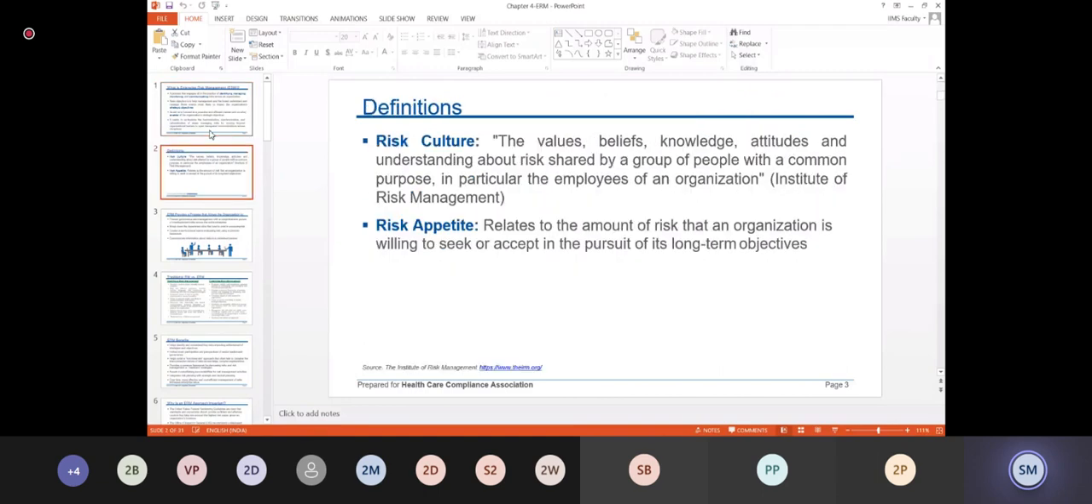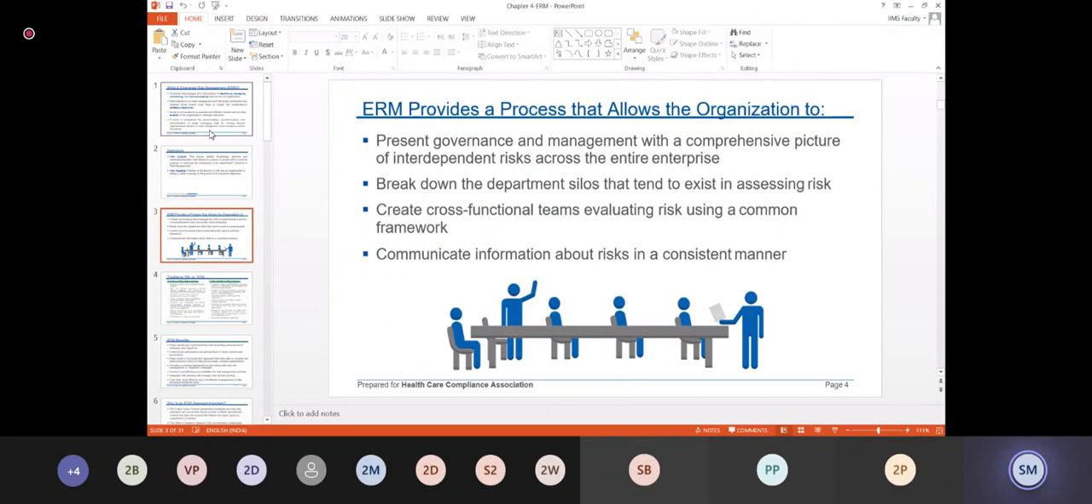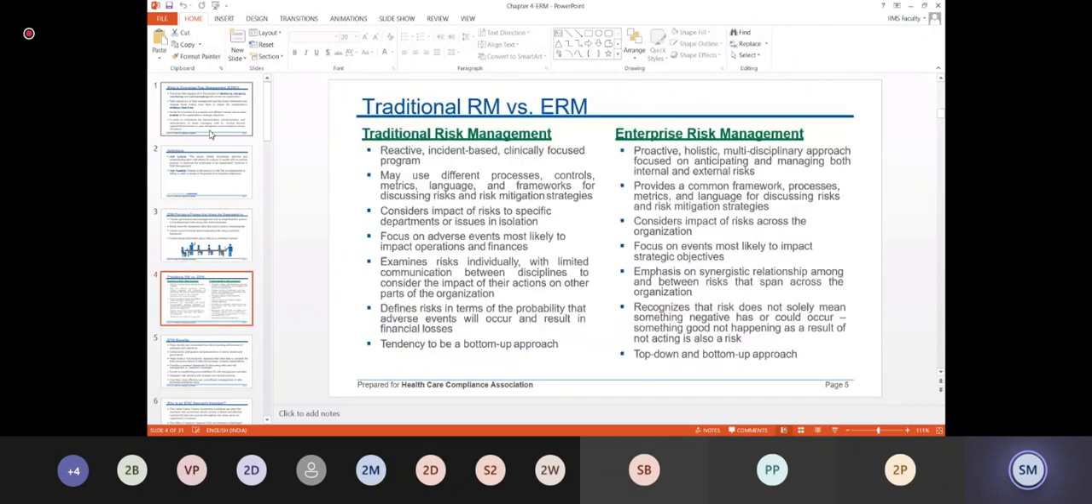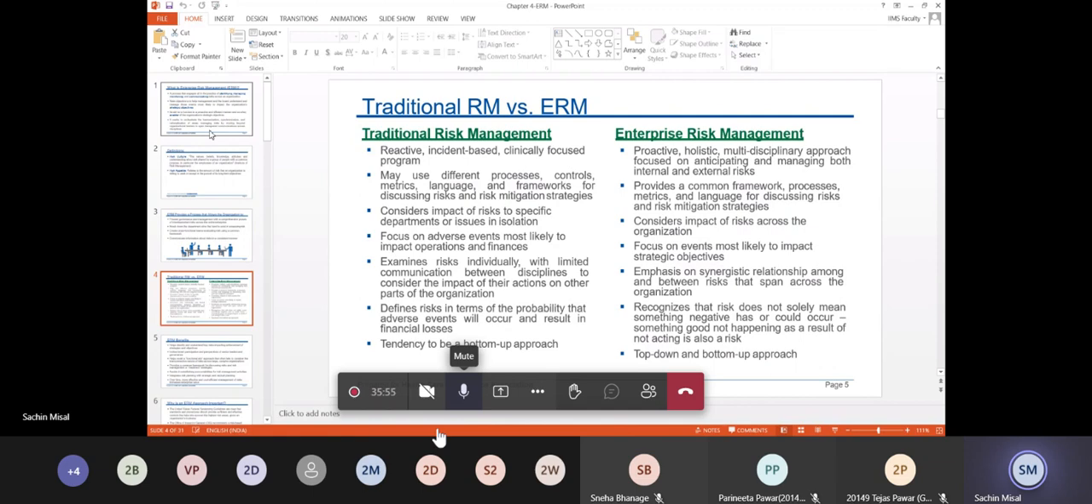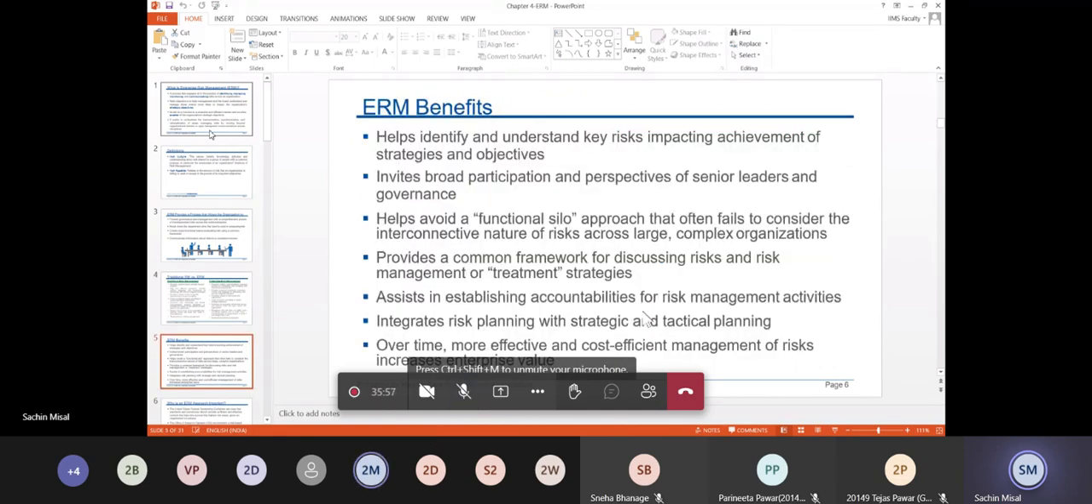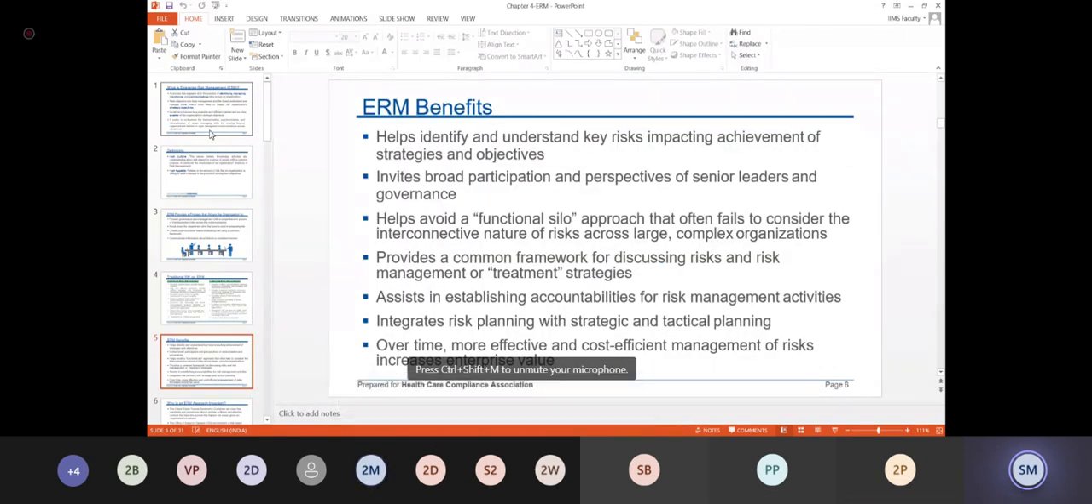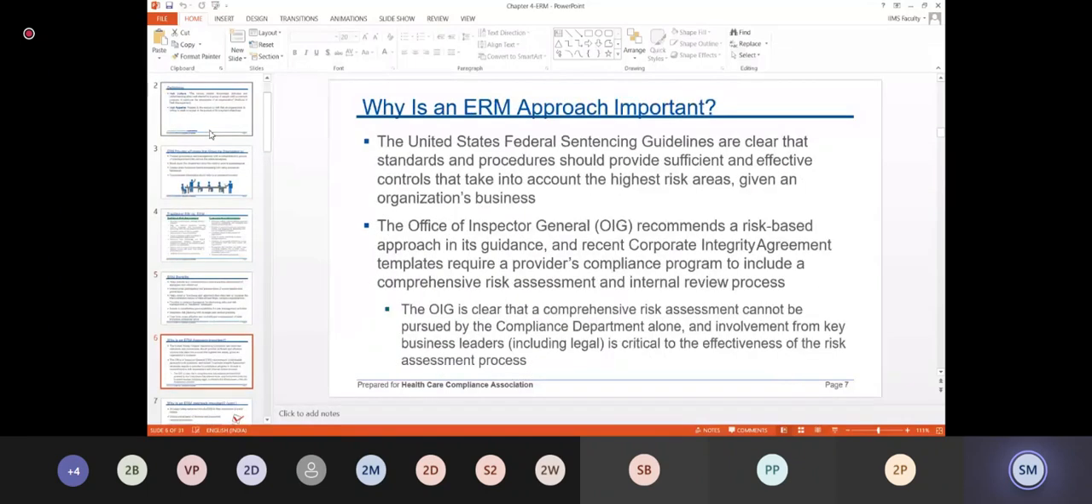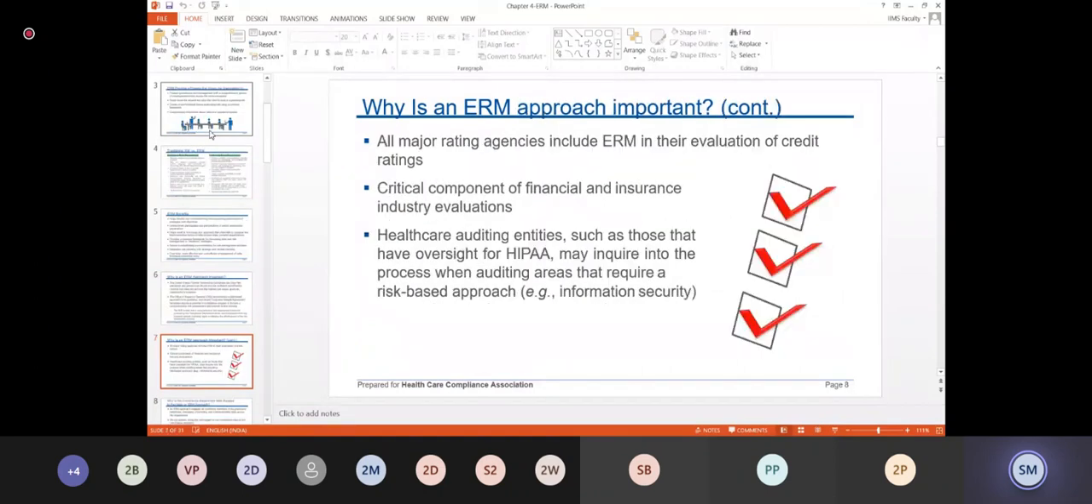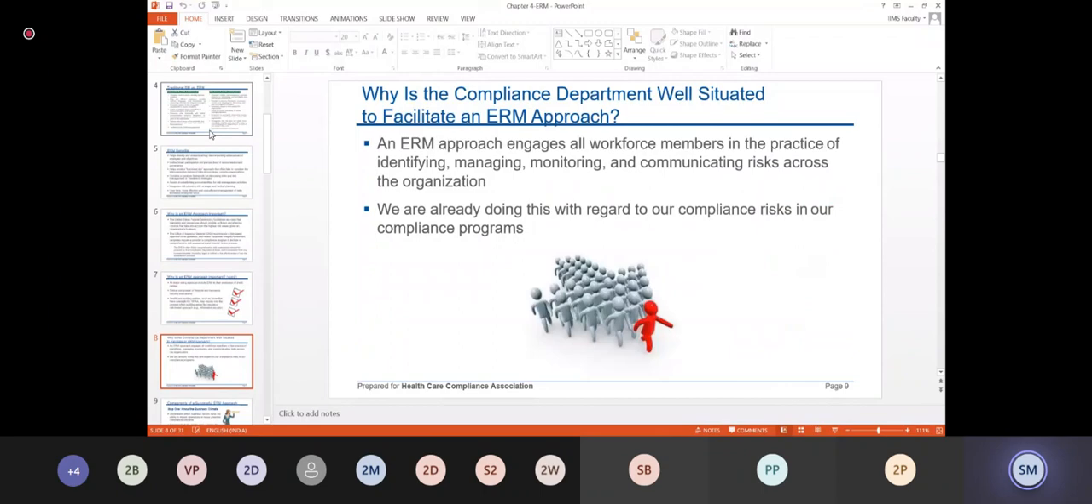Slide 1, this is slide 1. Slide 2, risk culture, risk appetite, ERM provides. Slide 3, this is traditional RM versus enterprise risk management. Slide number 4, is it visible to you? Slide number 5, we have discussed ERM benefits, enterprise risk management benefits. Then slide number 6, why ERM is an approach, why it is important. So then we have discussed the importance of ERM.